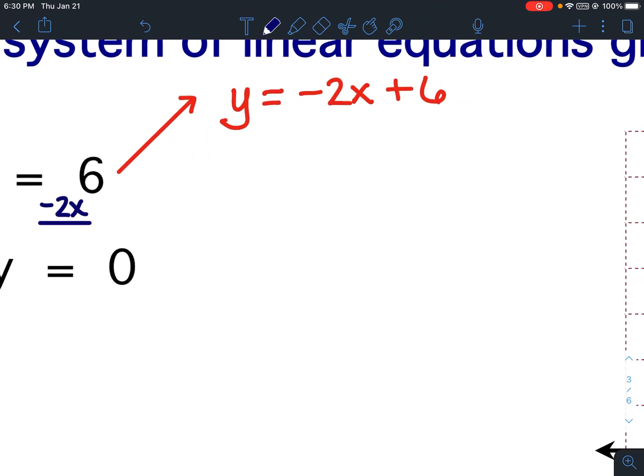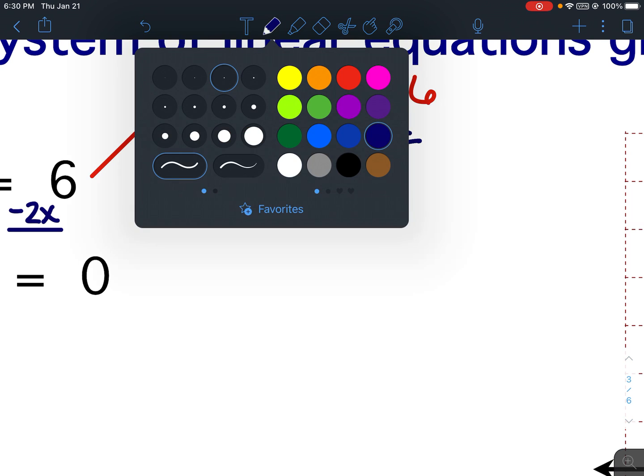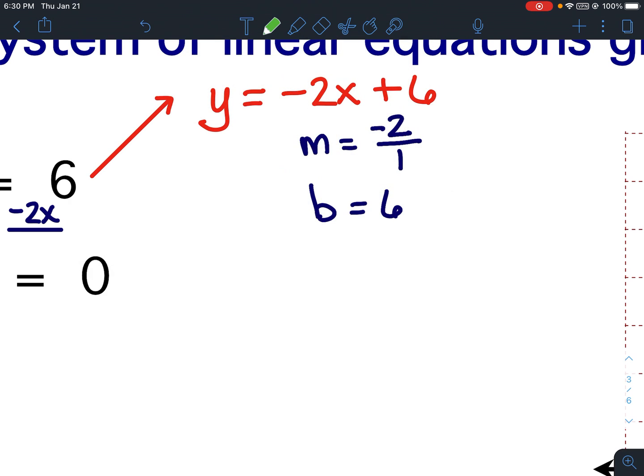All right, looking at the equation. My slope is the number in front of x, which is negative 2. But to graph, we make it a fraction, so I'll put it over 1. The y-intercept is the number after x, this positive 6, so my y-intercept is 6. It's a negative slope, so the graph will go down and always to the right to begin with.